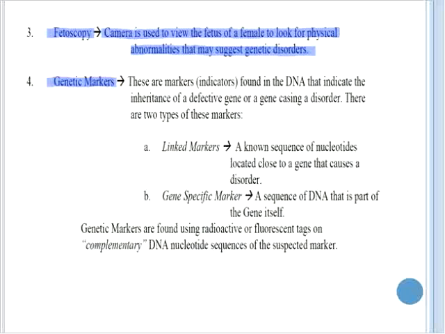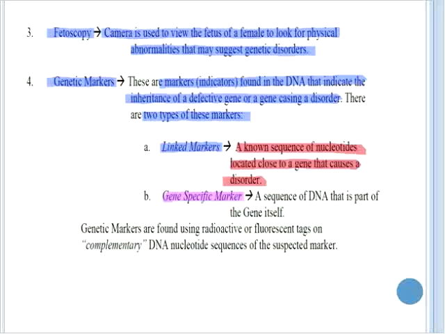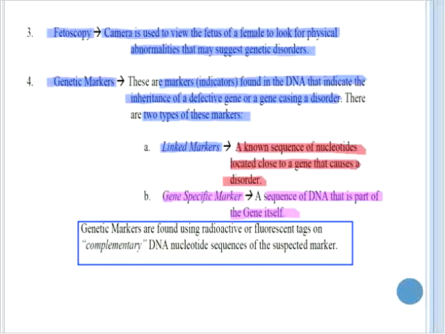Genetic markers. Once the DNA is drawn from either amniocentesis or CVS, this can indicate the inheritance of a defective gene or a gene causing disorders. There are two types of these markers. The first are link markers, which are a known sequence of nucleotides located close to a gene that causes a disorder. The other type are the gene-specific markers, which are a sequence of DNA that is part of the gene itself. Both of these, used in concert, are found using radioactive fluorescent tags on a complementary DNA nucleotide sequence of the suspected marker.